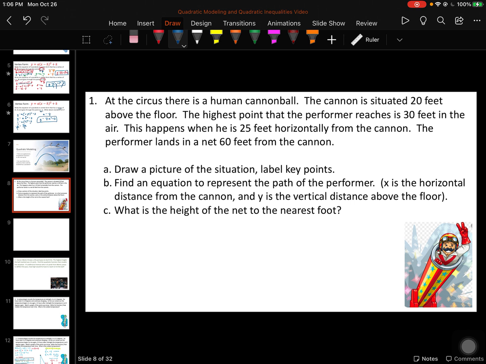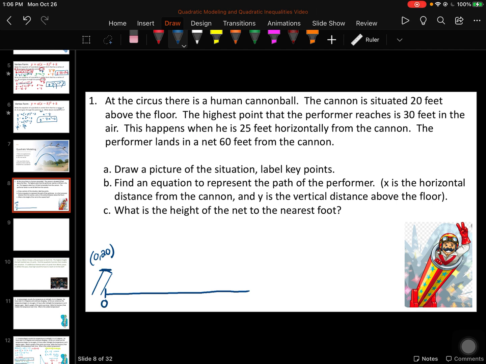So I am going to start at the beginning. The cannon is situated 20 feet above the floor. So here's my floor right here. And let's see if we could draw a cannon. Here's the cannon, and we said the cannon is 20 feet above the floor. So at this point right here, I'm going to write it as 0, 20, because the horizontal distance, I'm at 0 here, and I'm 20 feet off the ground.